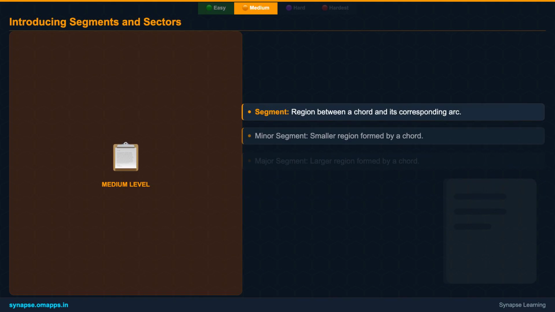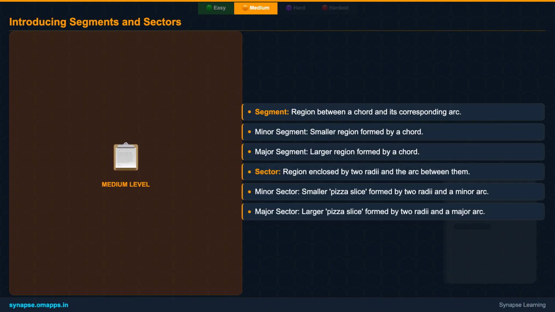Moving on to new parts, segments and sectors. Imagine a chord cutting through a pizza. The two pieces you get are called segments, a smaller minor segment and a larger major segment. Now, if you cut a pizza slice from the center, that's a sector bounded by two radii and an arc. Again, you can have a minor or major sector, depending on the size of the slice.